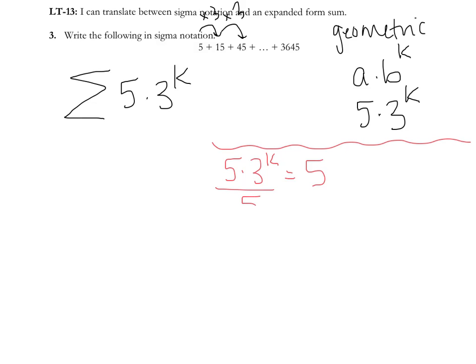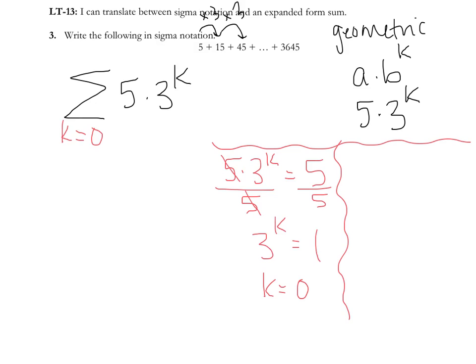So to solve for k, I'm going to divide both sides by 5. So I get 3 to the k is equal to 1. Now, there are methods of solving equations like this that involve logs, which we'll learn about at the end of the year. But for now, you just sort of have to guess and check to find a value of k that makes this equation true. Any number raised to the 0 power will give you out 1. So if you have 3 to the k equals 1, k equals 0 would satisfy this equation. So that's our very first k value, and that's what's going to go on the bottom of the sigma.